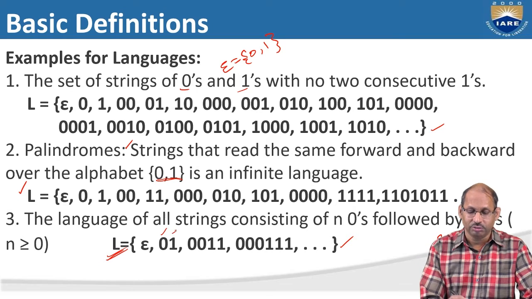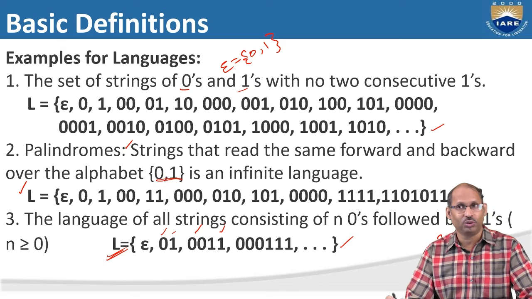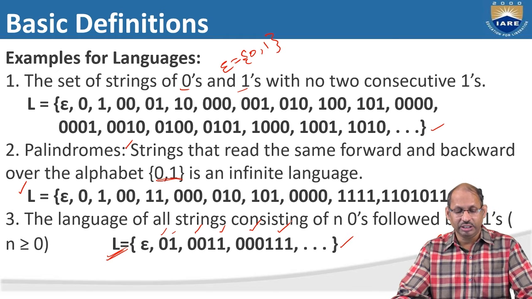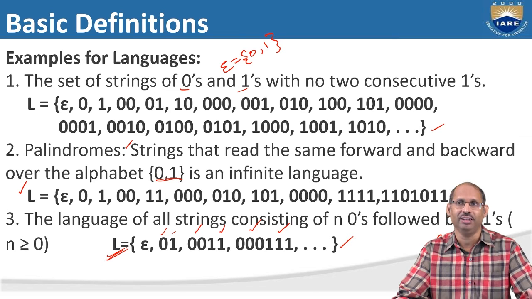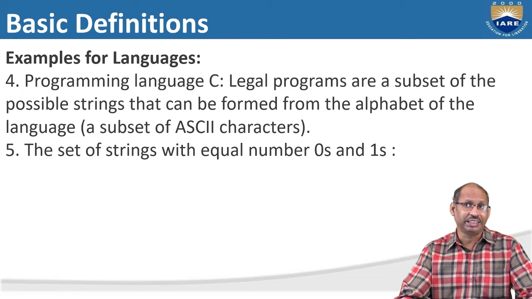So 1 0, so there is a 1 1. 2 zeros, so it is followed by 2 ones. 3 zeros, so it is followed by 3 ones. Right? So here it is a language of all strings consisting of n zeros followed by n ones. Right? So programming language C.